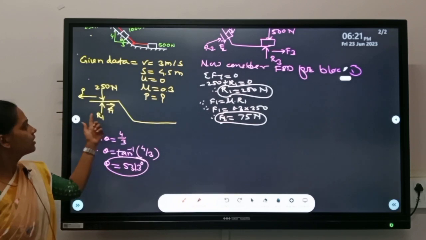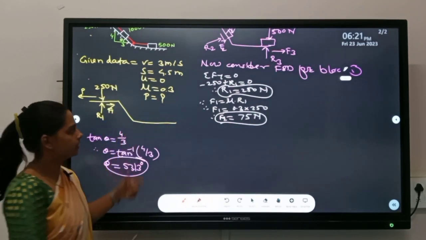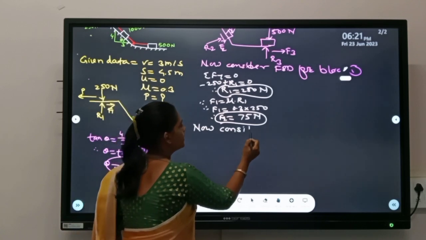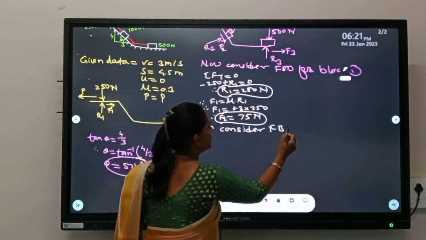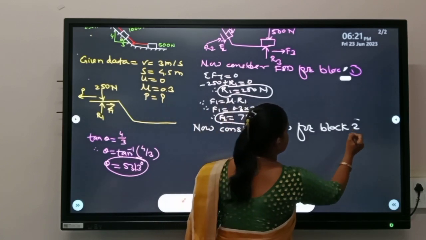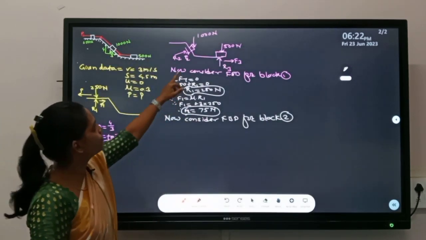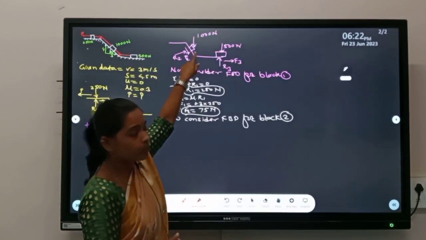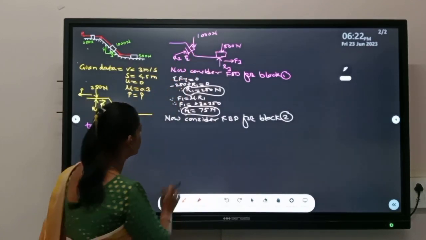Okay, now consider the FBD for the second block. Now consider the FBD for block number 2. This is block number 2. Since this force is acting vertically downward, there are two components. What are these?